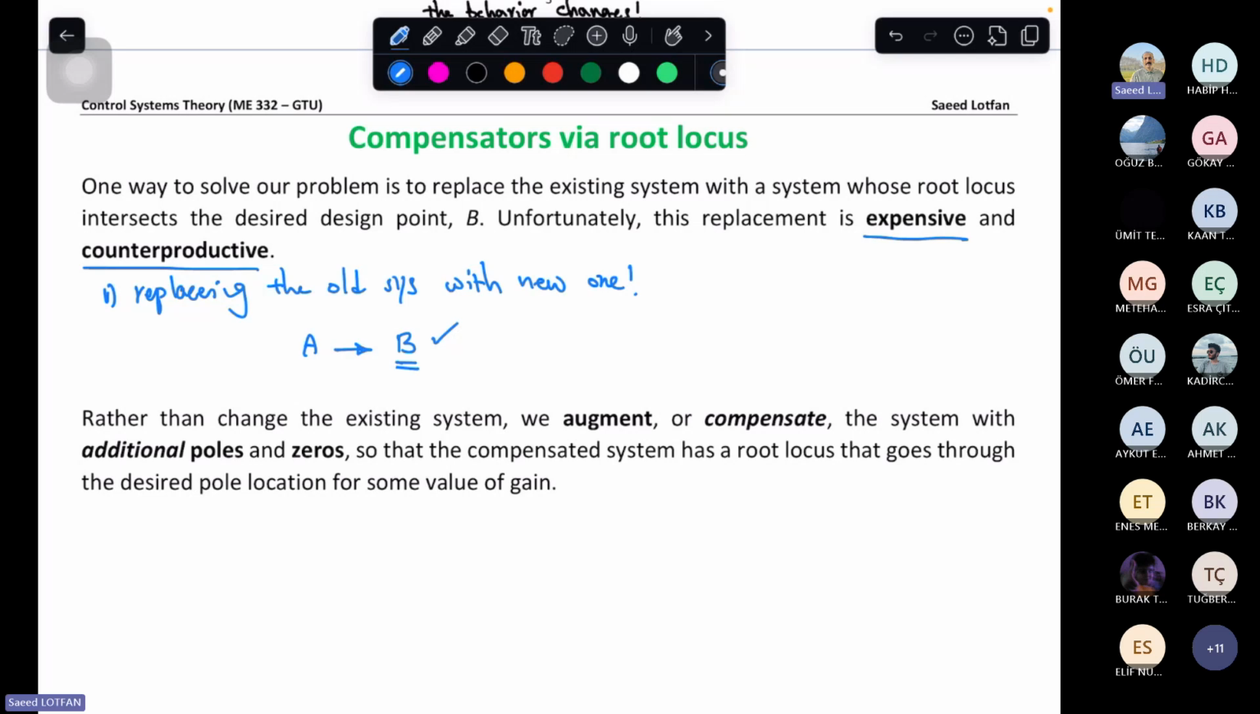The second method is augmenting the system or compensating it.